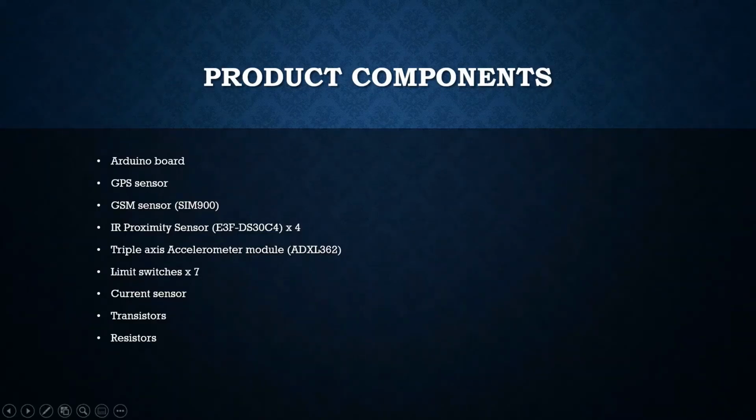These are the product components that we'll be using in our project. We have used 4 IR proximity sensors, 2 at the front of the vehicle, 2 at the back of the vehicle, and we have used 7 limit switches. 3 limit switches will be used at the front of the vehicle and 3 at the back of the vehicle, and 1 limit switch will be used to identify the signal from the airbags. And we have used 1 triple axis accelerometer module and 1 Arduino board, 1 GPS sensor and 1 GSM sensor. And these components will be further explained by my friend.